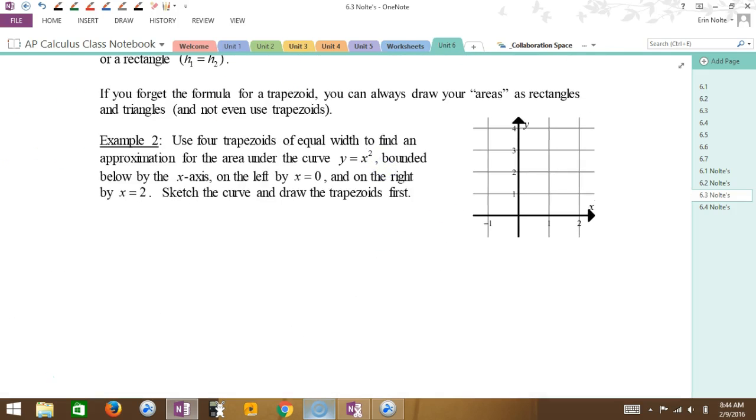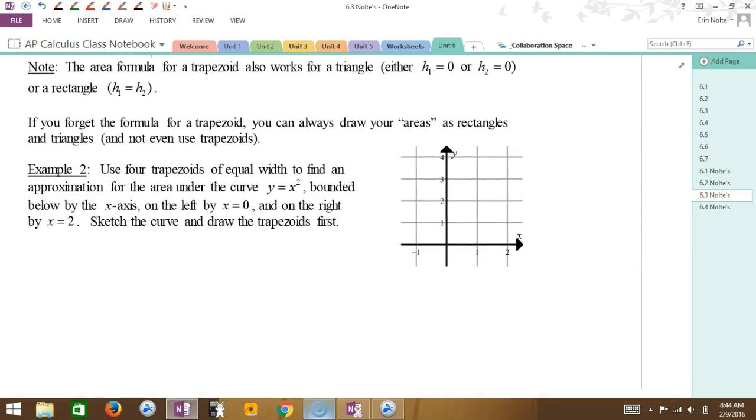Okay. Alright, so let's do another one. This time, they don't graph it for you. You have to graph it yourself and then come up with the little trapezoids. Okay, so example 2 says we're going to use 4 trapezoids with equal widths of our curve. So let's start by drawing this x squared. What does that look like? Parabola. It's going to cross exactly through 1, 1, and 2, 4, right? If you just plug those x values in.